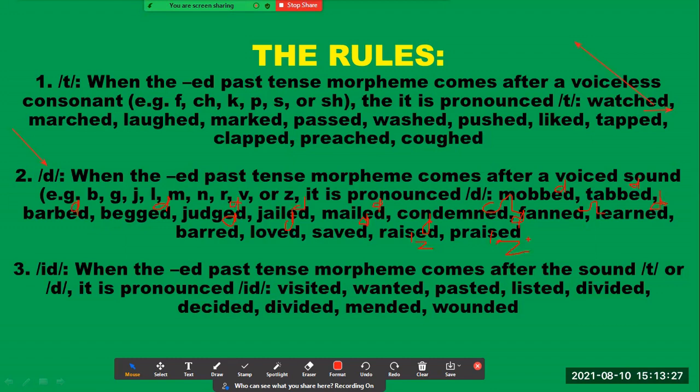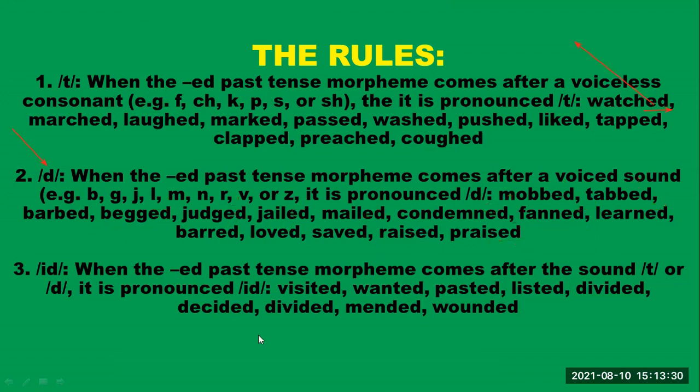All right? So let's now look at the third rule. This is where we have the sound ed. When the ed past tense morpheme comes after the sound T or D, it is pronounced ed. That is what we have in visited. Ed is pronounced ed, visited. Now, you may not sound extreme in making it ed, but let it be slightly tilted towards ed.